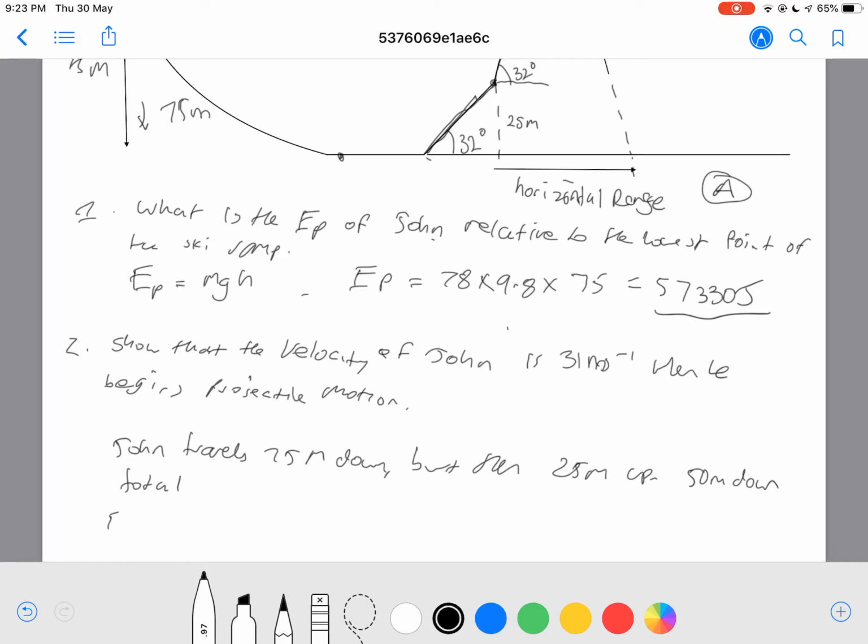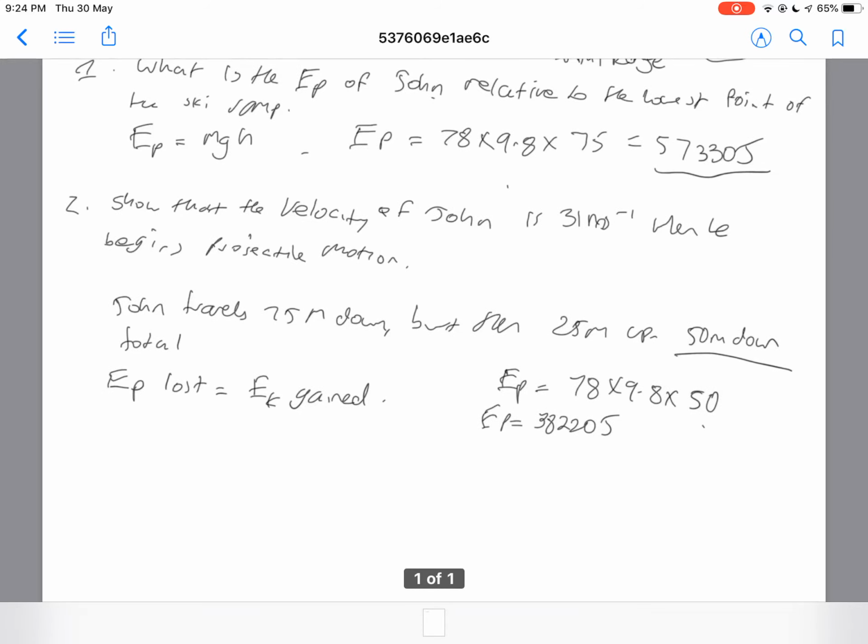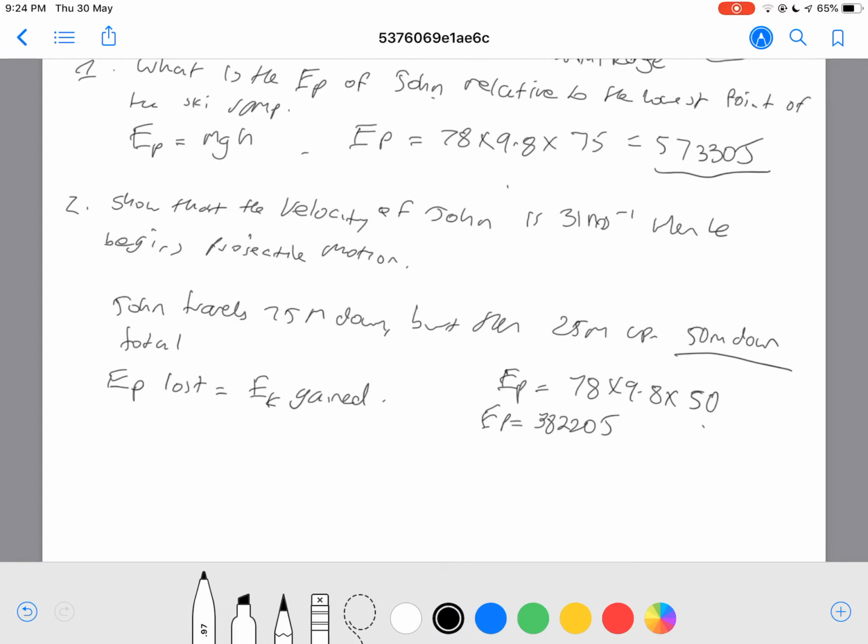Now we can say that EP lost equals EK gained. So EP equals 78 times 9.8 times 50. If you plug this into a calculator, times by 50, that gives you EP equals 38,220 joules. So he loses 38,220 joules, and that amount of energy is converted into EK.